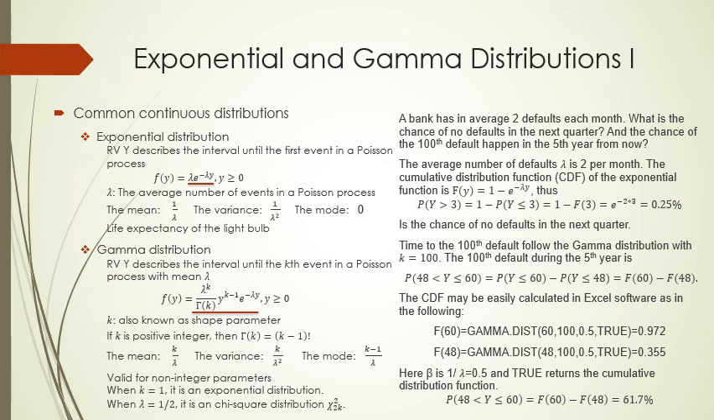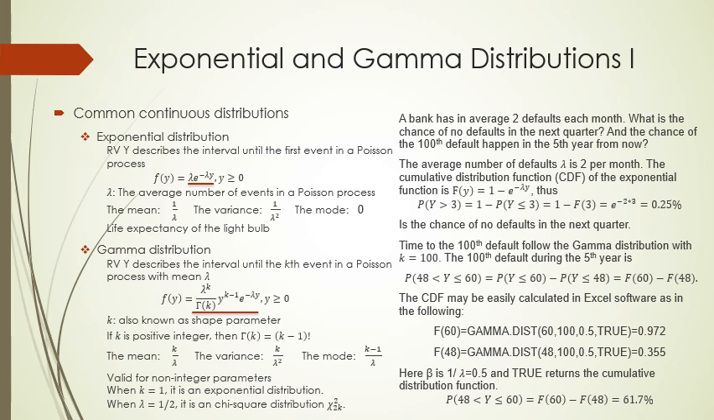The first question may be solved using the cumulative distribution function of the exponential distribution. Here is the CDF, capital F_Y. We may derive it with calculus. No defaults in the next quarter means the first default happens at least 3 months later, which is P(Y greater than 3). The probability of no defaults in the next quarter is 1 minus the probability of the first default within 3 months.